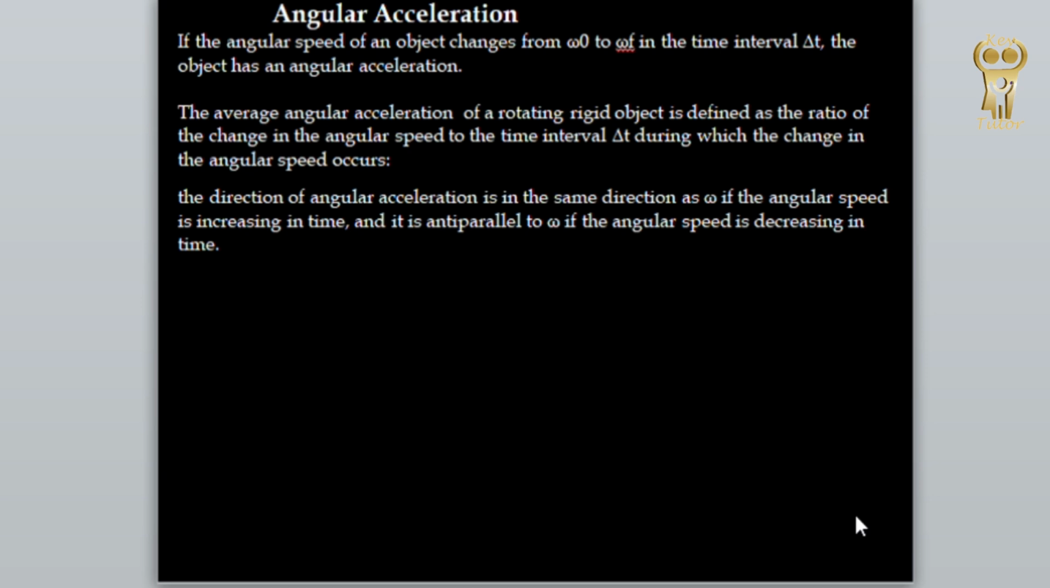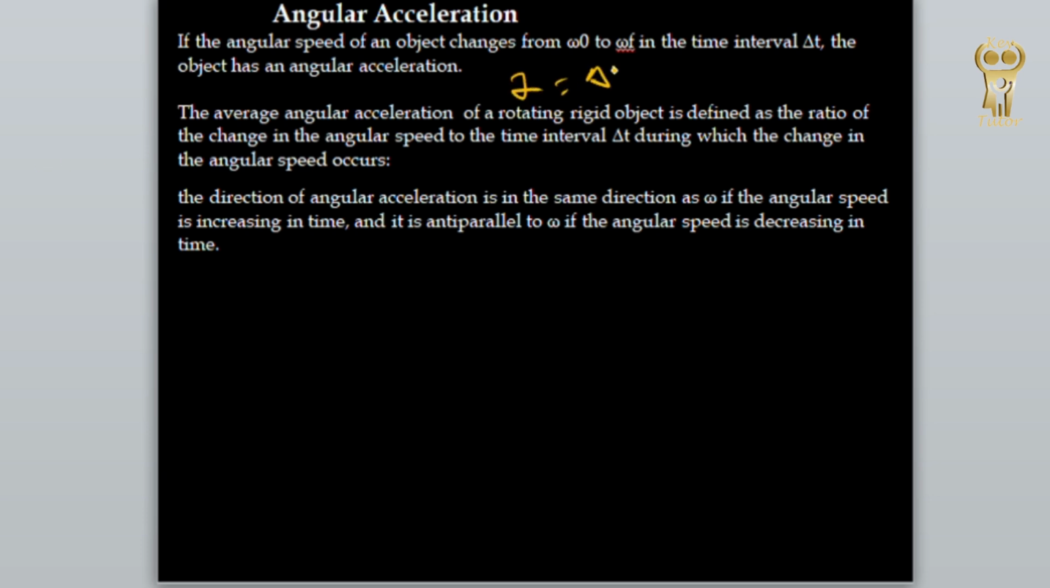The other one is angular acceleration. Simply, angular acceleration is just like the definition of acceleration under rectilinear motion, or motion in a straight line. Acceleration means the rate of change of velocity. The same is true to define angular acceleration: if the angular speed of an object changes from the initial value omega naught to the final value omega final in a time interval, the object has an angular acceleration.